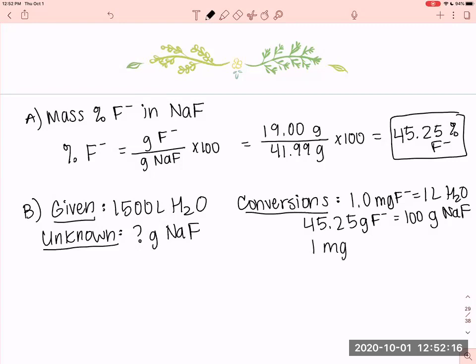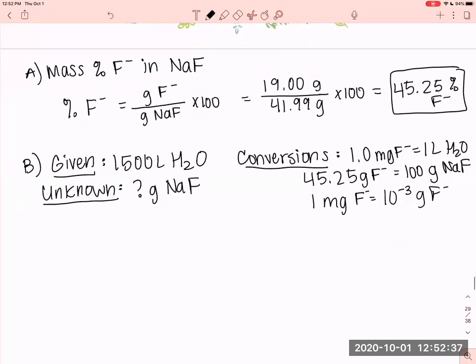1 milligram is 10 to the negative 3 grams, or you can say 1,000 milligrams is 1 gram. That's fine. We'll make that for fluoride, because we are changing substances here, so we have to be careful about what we're talking about. And then grams of fluoride take me to grams of sodium fluoride. So I have all the conversions I need, and I'll set this up.